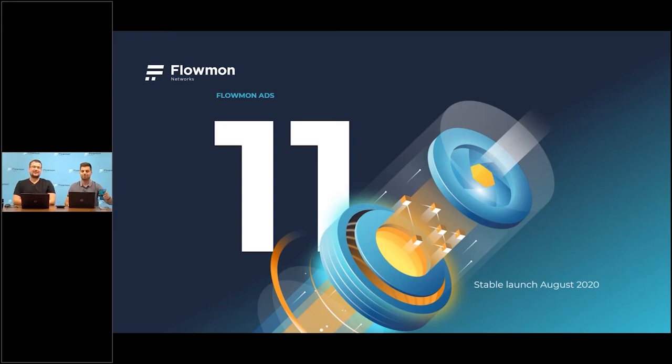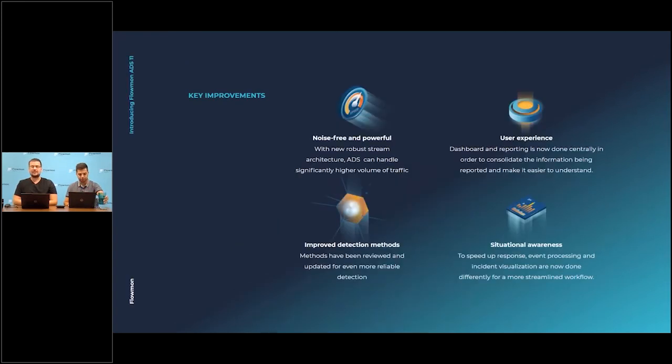Okay, thanks. All right, so ADS 11. The major change in this new version is a new and robust stream architecture. And thanks to this architecture and thanks to the stream processing of the flow data, we are able to achieve much higher performance. So we are now able to consume and process many more flows per second. We will see this comparison later.